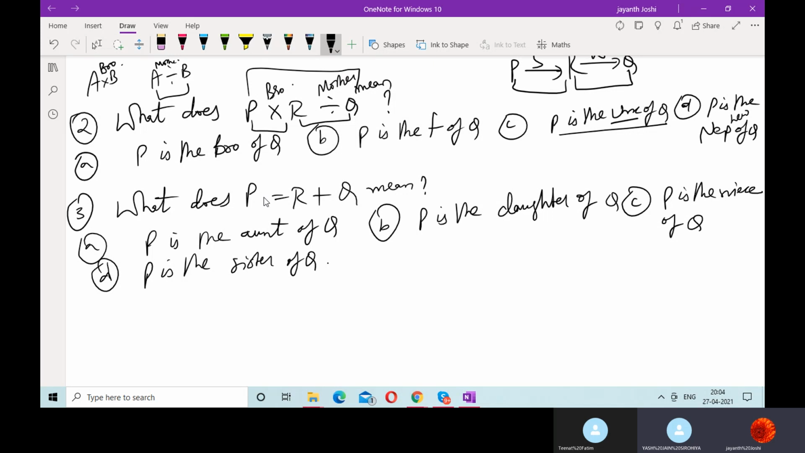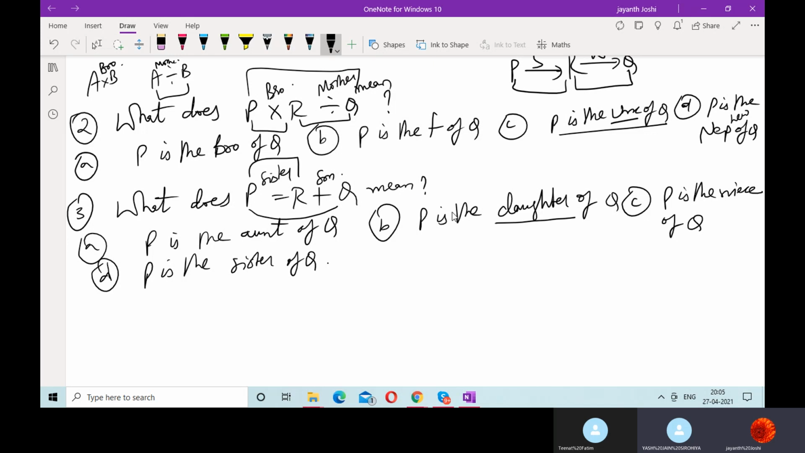So I'll tell the relationship. A is equal to B means sister. And plus is nothing but what? Son. Now you find out. See, P is the sister of R and R is the son of Q. So what can be the answer? P is the daughter of Q. See, P is the sister of R and R is the son of Q. So these are brother and sister, na? So Q is what of P? Or P is what of Q? Q is mother of P and P is daughter of Q, correct?